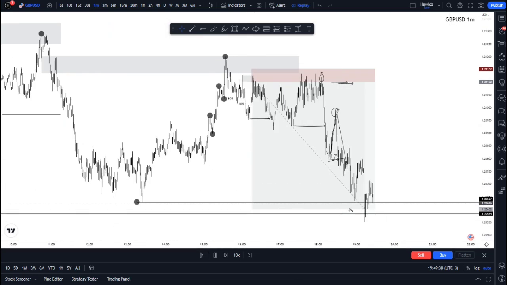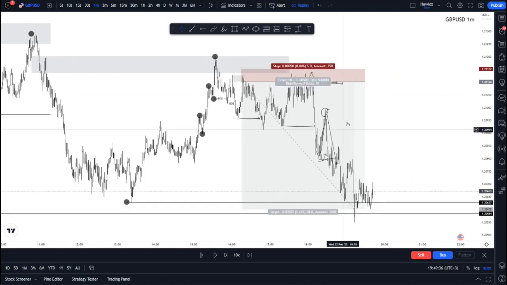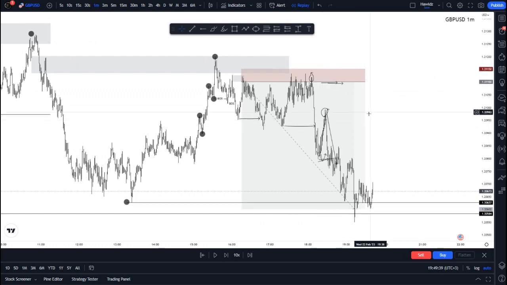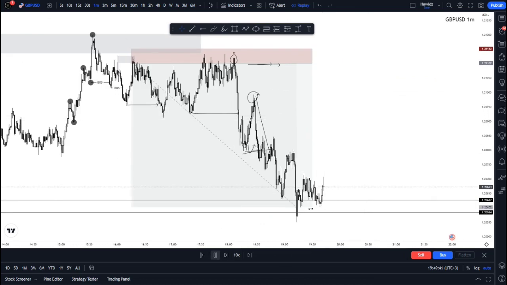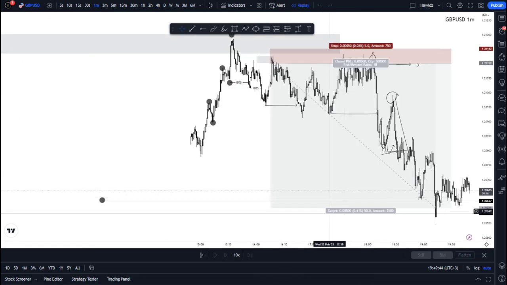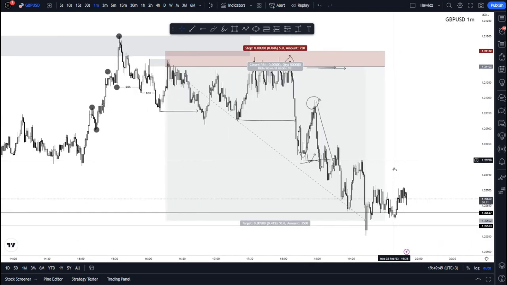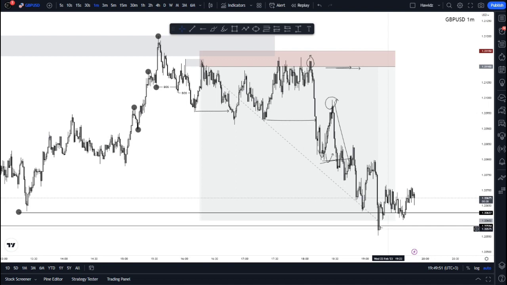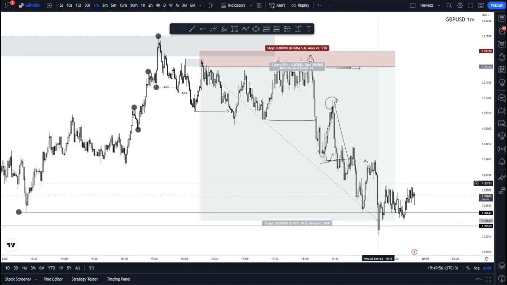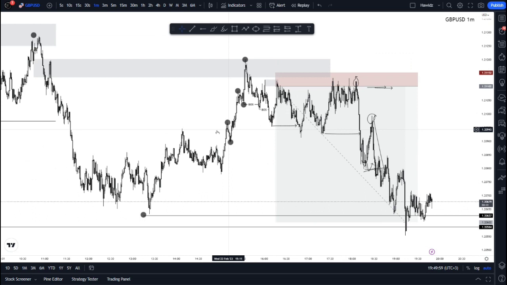So boom, right there, there's my target being hit, securing 10 RR off of this trade, which just happened a while back. As you can see, this is current price action, no replays. If I just cancel the replay there, this is live price action. My take profit target was taken about 30 minutes ago, and it's a beautiful trade, guys.